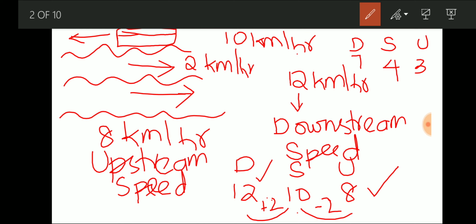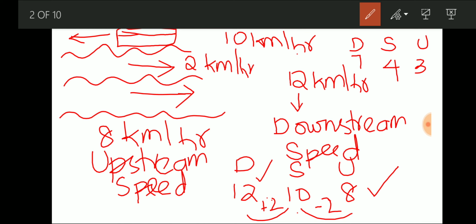Next, let's get on to some problems. We look at a question here. A man's speed with the current can very easily be taken as downstream speed. So downstream speed is given as 20 kilometers per hour, and the speed of the current is 2.5. The speed of the current is nothing but the speed of the stream. And the question is the man's speed against the current.